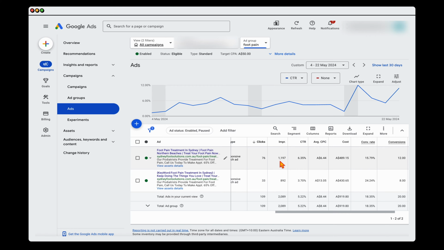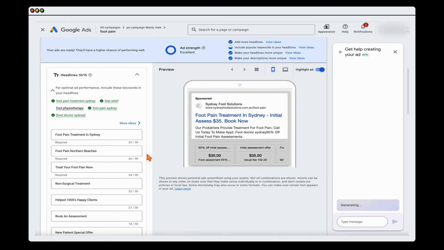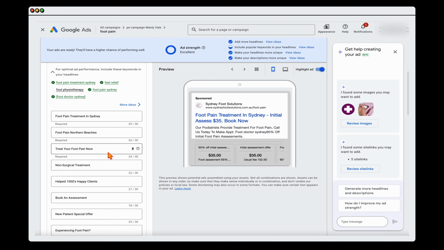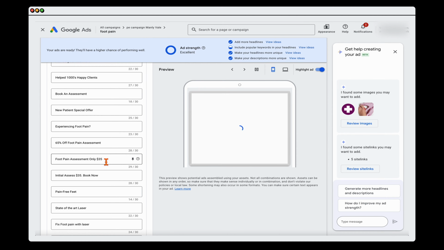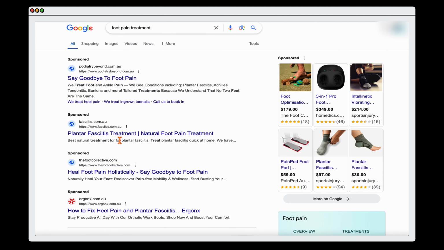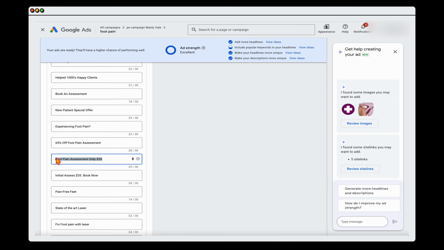And what we did through here is that we just made a couple of little changes. We went through and added in some core things. The first thing we wanted to do is that, you can see through here, no one was mentioning anything about discounts or prices or anything with any numbers attached to it. So our first strategy here was putting in a foot pain assessment, only $35. Or we were testing also 65% off a foot pain assessment.